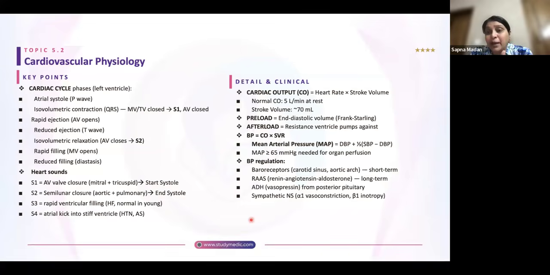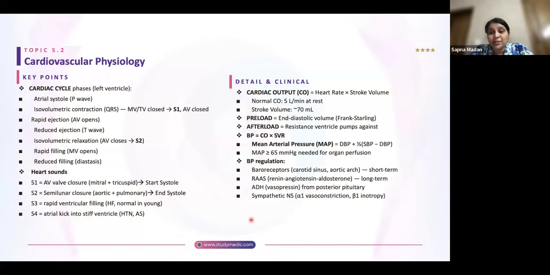So in 120/80, which is the normal average blood pressure, the mean arterial pressure is around 93. And we have to know that a mean arterial pressure of more than or equal to 65 millimeters of mercury is required for organ perfusion. If it is less than that, that means the organs are hypoperfused. Now, how is the BP regulated? It is regulated through baroreceptors, then the RAS system, the ADH, and also the sympathetic nervous system.